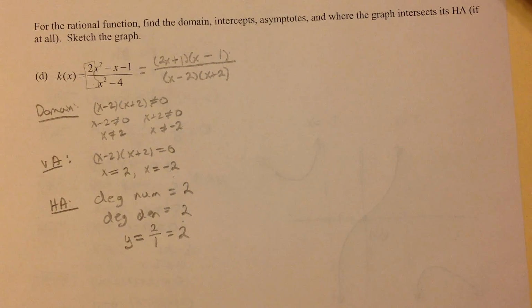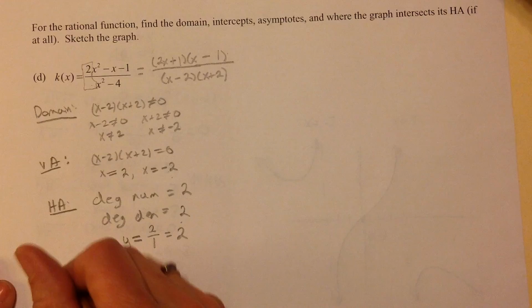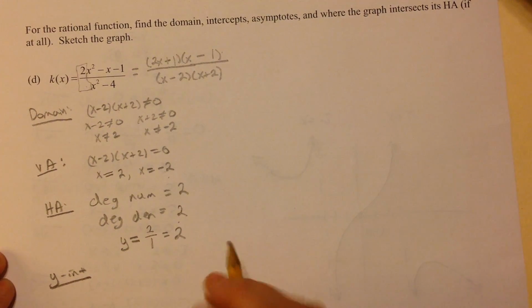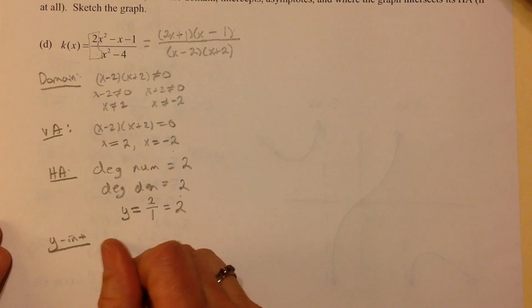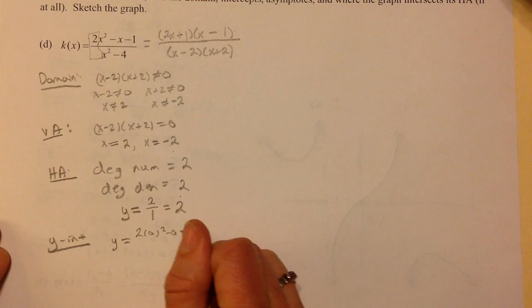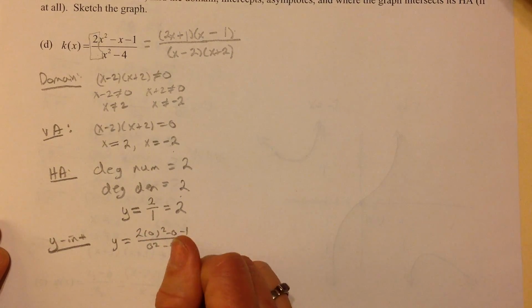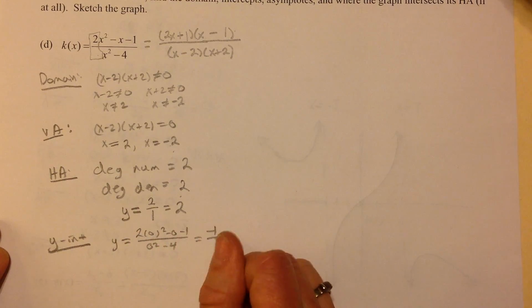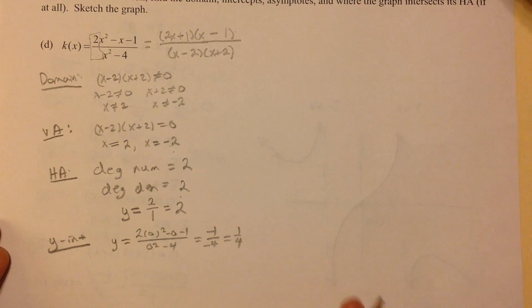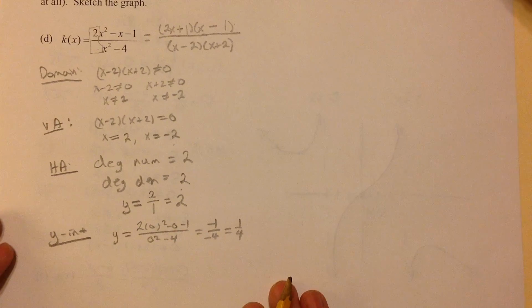Okay, so now for intercepts. Y-intercept. We plug in 0 for the x. So when we do that, the numerator simplifies to be negative 1, the denominator negative 4, and of course a negative over a negative is positive, so we get positive 1/4.